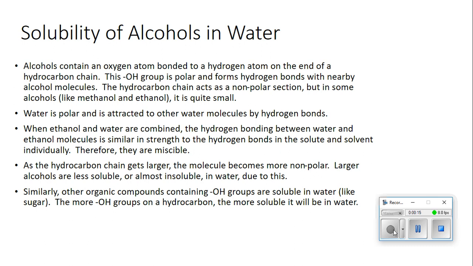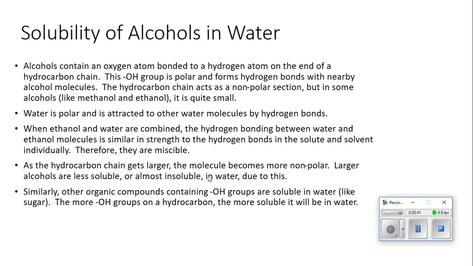I'm going to finish the 9.3 notes, so I'm going to finish up with solubility of solutes in particular solvents. So I finished covering ionic solutes in polar solvents like water, so ionic compounds in water. So now we're going to talk about alcohols in water.